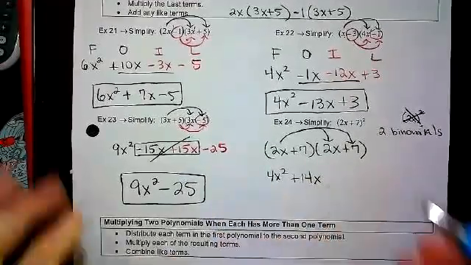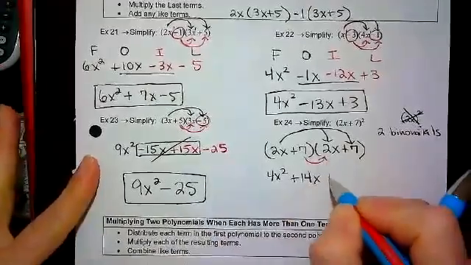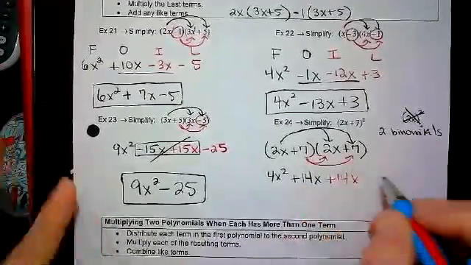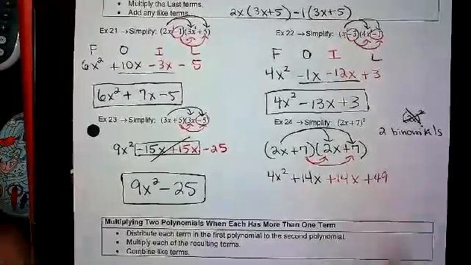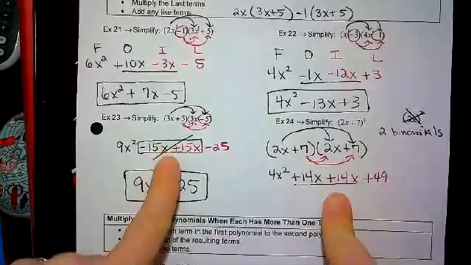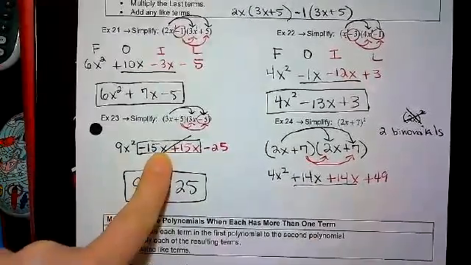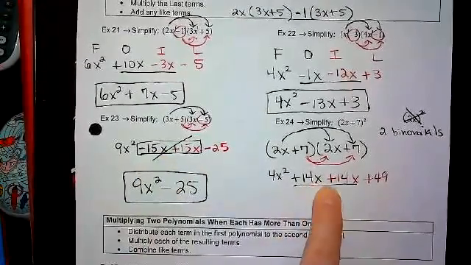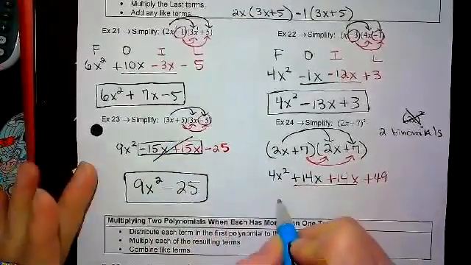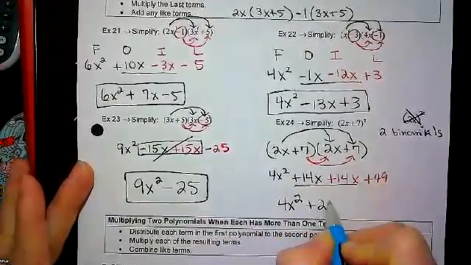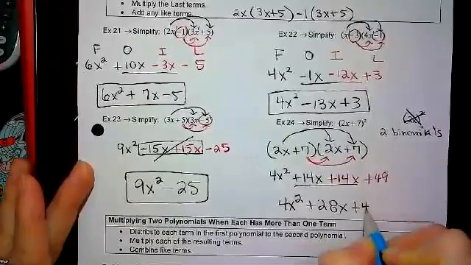So that was my first and outer. 7 times 2x is a +14x. 7 times 7 is a positive 49. So what we have here in the middle, these are same signs. They don't cancel out like this one. This one was opposite signs. That's why negative 15 plus 15 is 0. But 14 plus 14 is 28. So we have 4x squared. Combining this, we have a positive 28x plus 49.